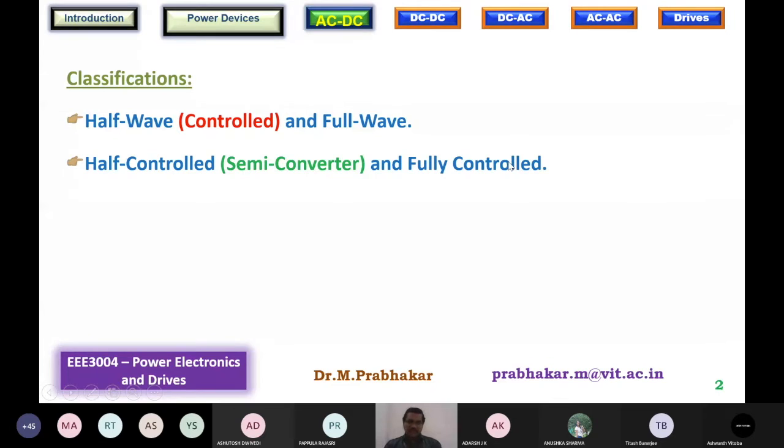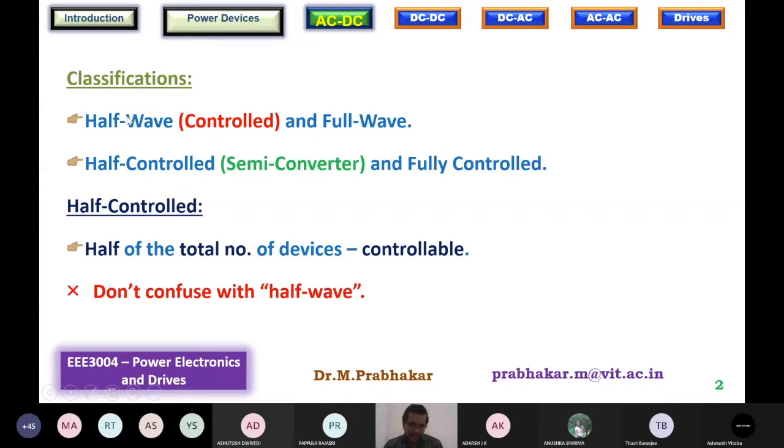Another option is half wave. Only one half cycle of the input is going to be rectified. The other option is to rectify both the half cycles of the AC input. That is also possible. Generally, students confuse half wave and half controlled. Over the years, I have seen that they still get confused, even after completing their degree.